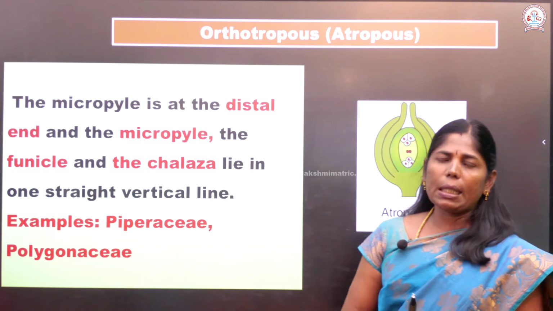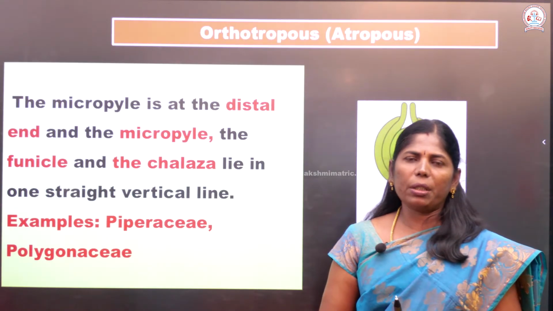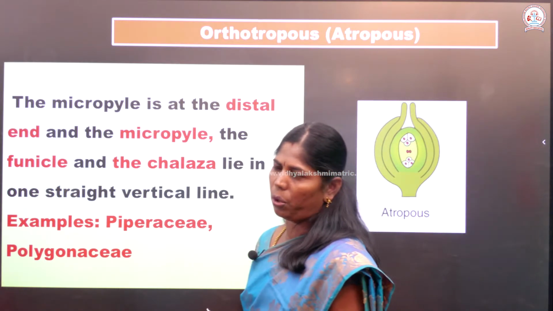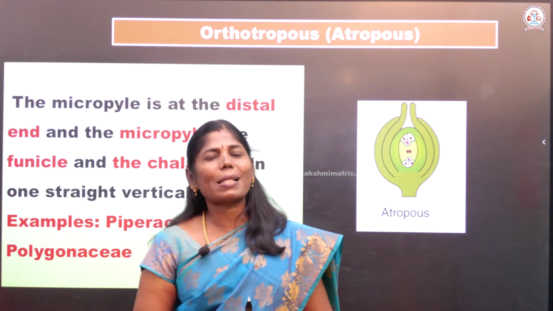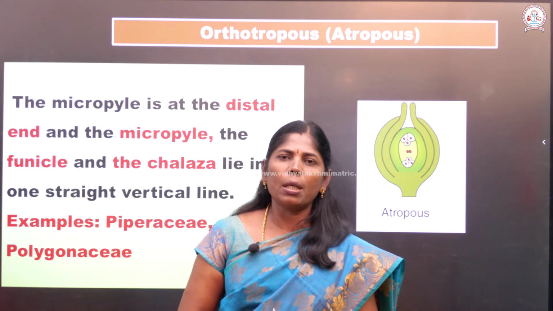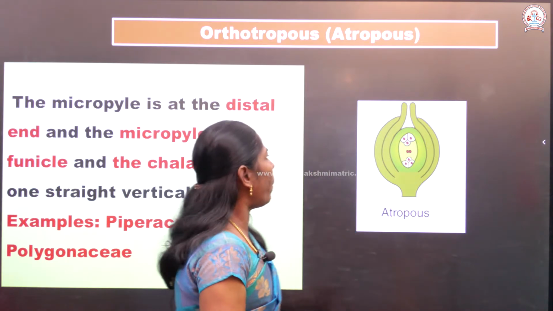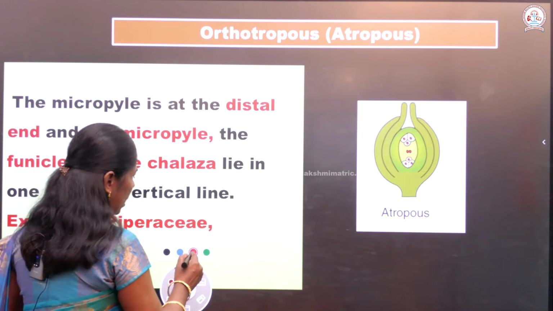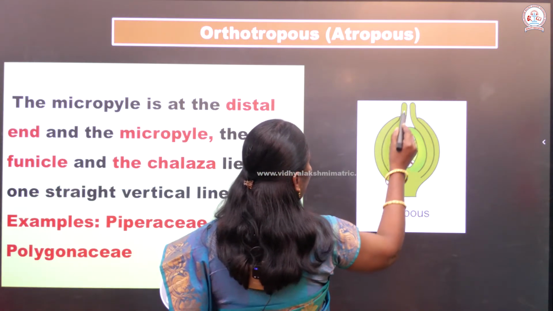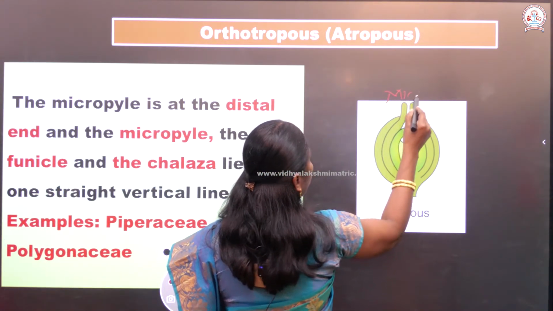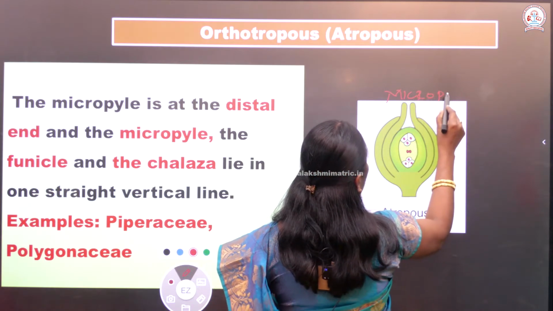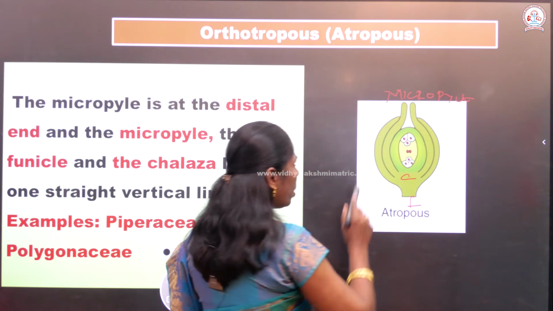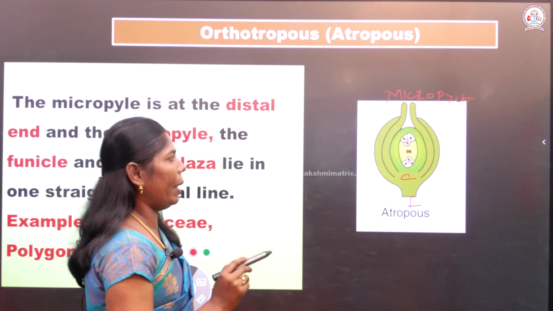Next we are going to see the types of ovule. The first type is the orthotropous ovule or atropous ovule. This is a primitive and simple type of ovule. In this ovule the micropyle is at the distal end, away from the chalaza and the funiculus. Because it is far away from them, we say the micropyle is at the distal end.